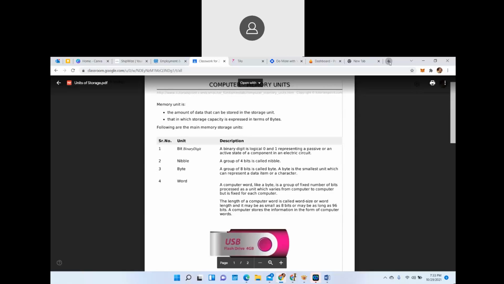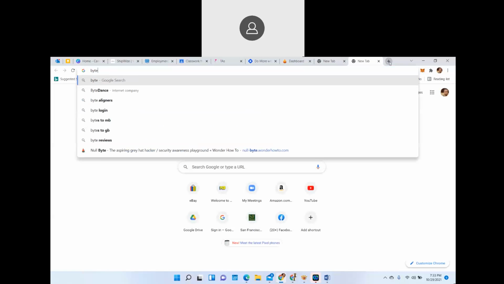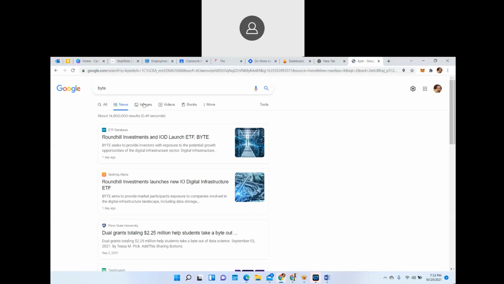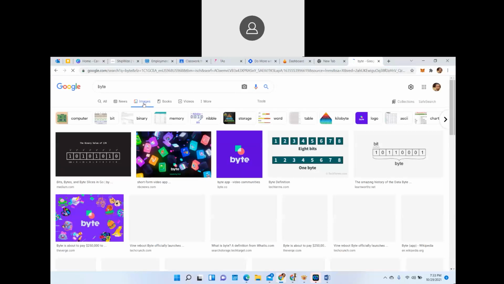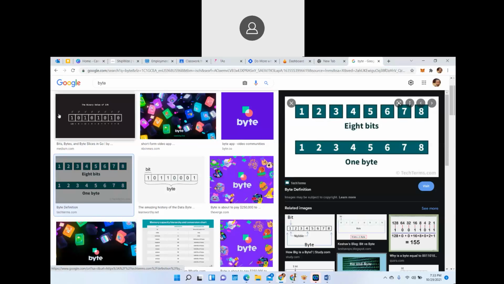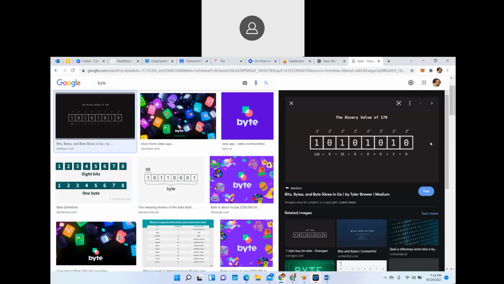So let me give you an example. All right, so if you're looking at this, a bit can either be a 0 or a 1. So 1 byte is a group of 8 bits. So 1, 2, 3, 4, 5, 6, 7, 8. That's 1 byte. All right, so it represents a character.